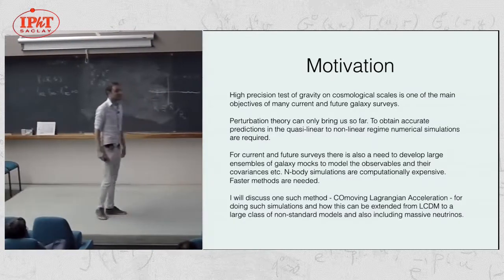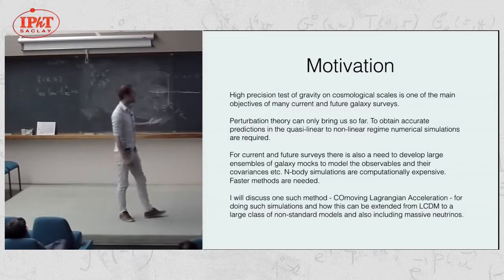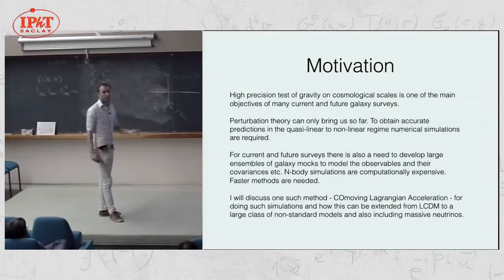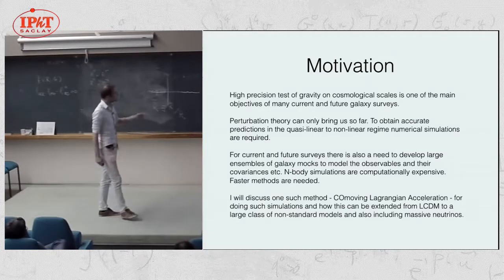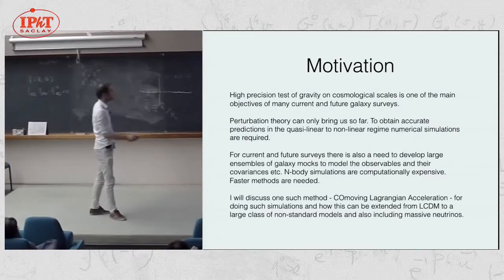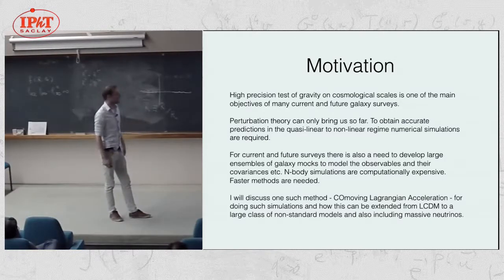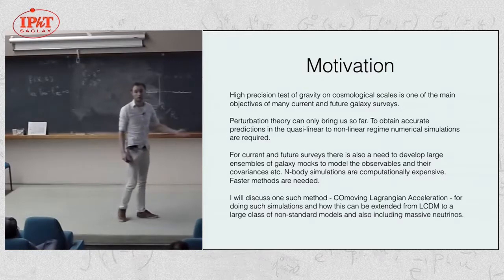And over the last 5-10 years, there's been a lot of effort in developing such approximate methods. Most of them use some form of Lagrangian perturbation theory. I will discuss only one of these methods, the so-called COLA method, the COmoving-Lagrangian-Accelerations, for doing such simulations, and how this can be extended from lambda CDM to a large class of non-standard models. And also you can use this to include massive neutrinos.